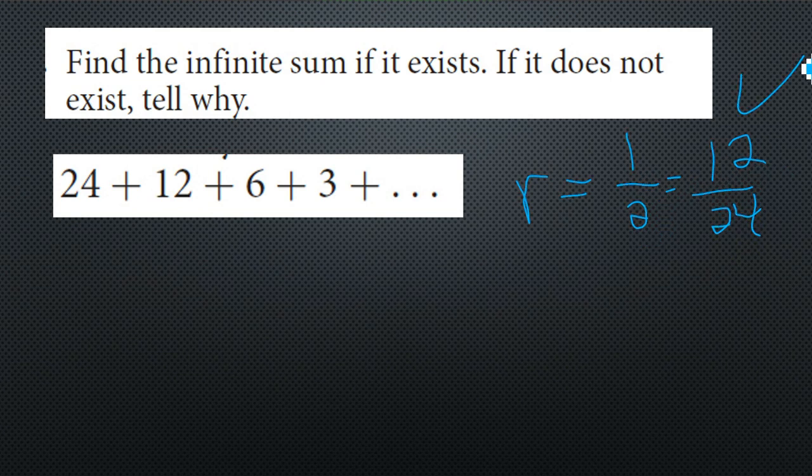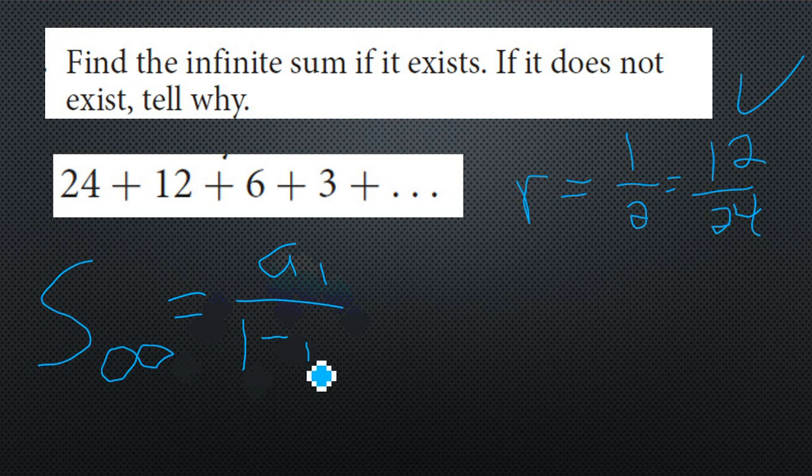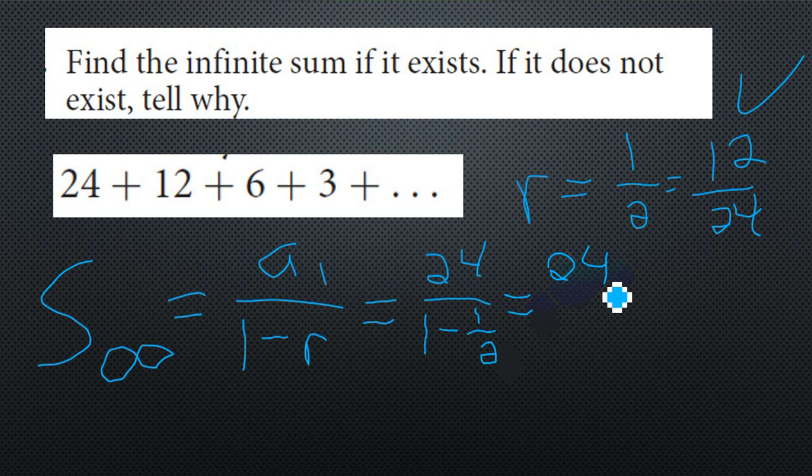So remember, I'm going to use our infinite sum formula, which looks like this: A1 divided by 1 minus r. In fact, this will be one of the easier formulas you'll use with sequences. A1 divided by 1 minus r. Our A1 is 24. Our ratio is 1/2, so 1 minus 1/2. Okay, so we have 24 divided by 1/2, and that's going to give us 48.